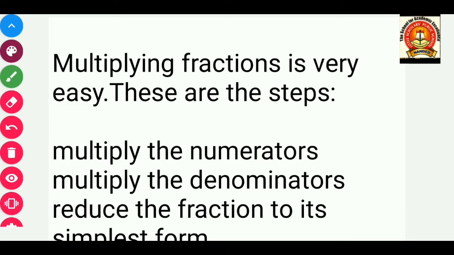The first step is you multiply the numerators of the fractions. Then you multiply the denominators, and whatever fraction you get, you can reduce or simplify it to get a standard form of the fraction.